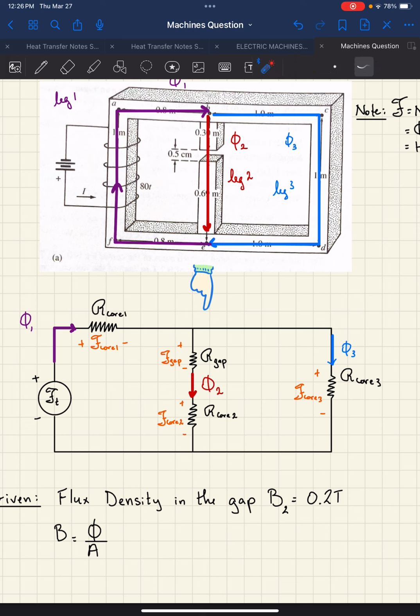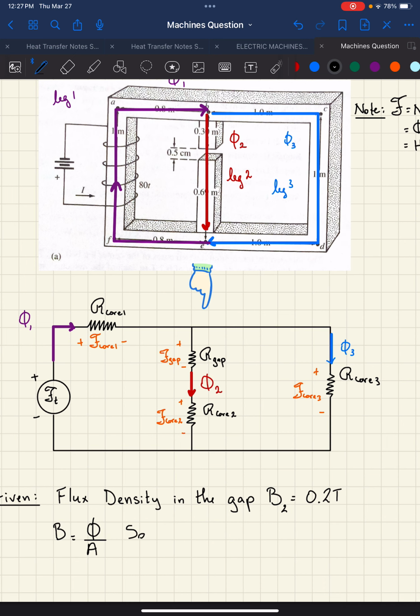They told us that we can neglect the fringing, which is great, because that means that the cross-sectional area is the same everywhere. So that really helps us a lot. If the flux density is 0.2 Tesla in the gap and we're neglecting fringing, that means that the flux density here and here is also equal to 0.2 Tesla. So flux density is constant everywhere in leg 2. That's a great simplification that we can make. So let's add that here.